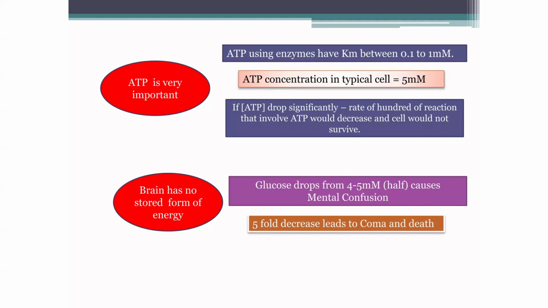For example, the brain has no stored form of energy. So that is why when glucose drops from 4 to 5 millimolar by half, it causes mental confusion. It's very, very important because glucose is the main source of energy in the brain. If it goes below that, it can cause problems. A five-fold decrease of glucose in the blood can lead to coma and death.